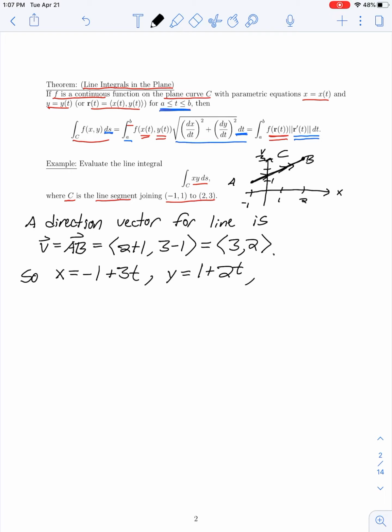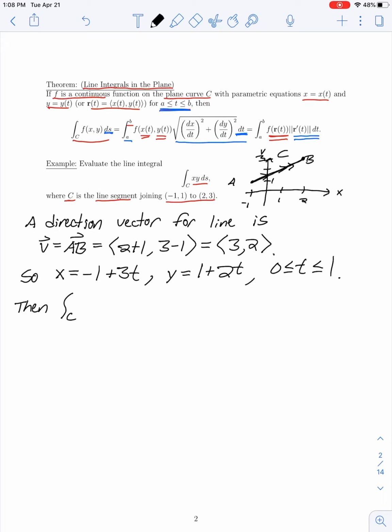And to connect these two specific endpoints, the point where I started, (-1, 1), corresponds to a parameter value of t equals 0. So we'll start with t equal to 0, and then we'll move up to the value of t that corresponds to the point (2, 3), which would be a t value of 1. So we have parametric equations for this line segment, our curve C. So we can then make use of this theorem to evaluate our line integral.